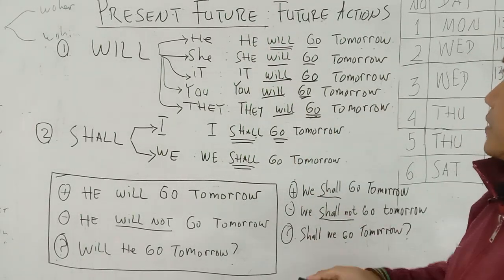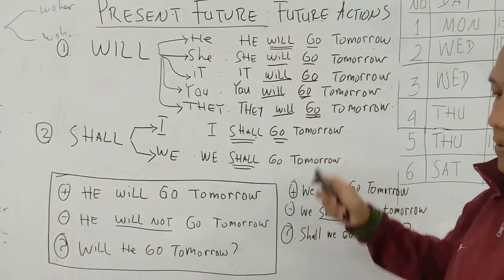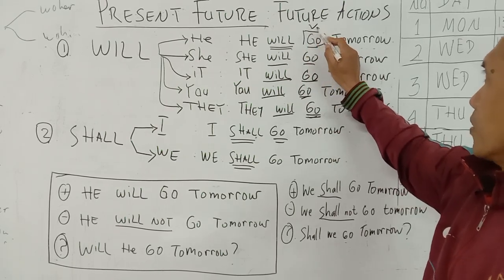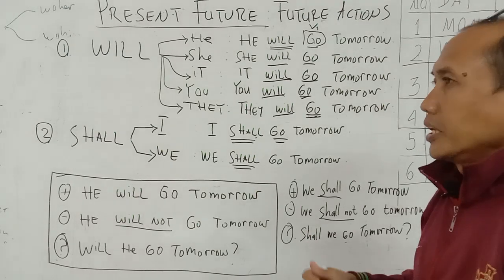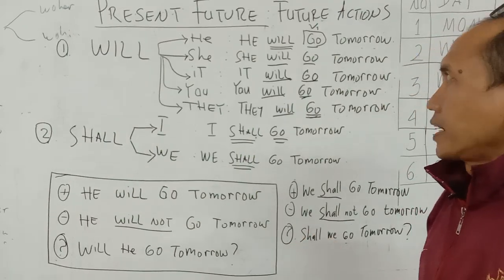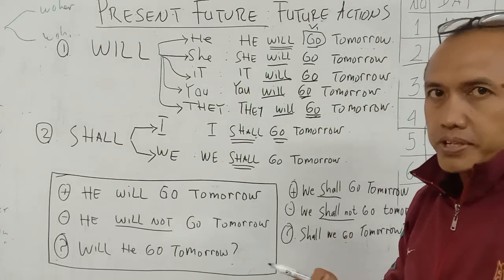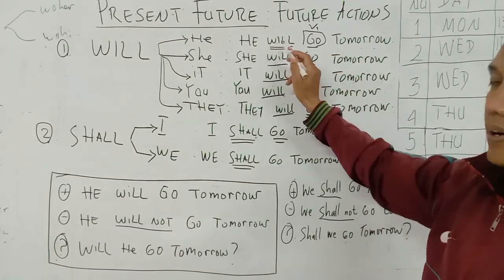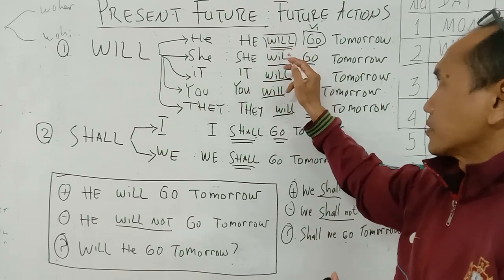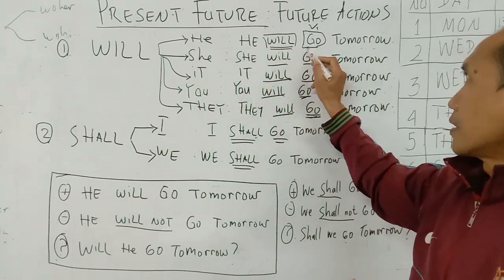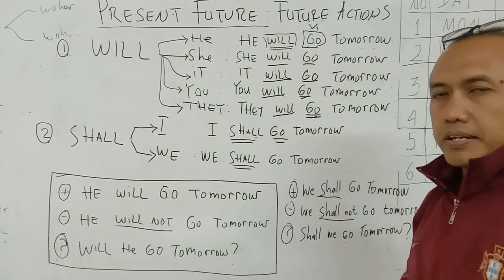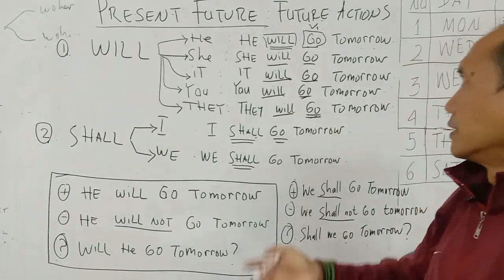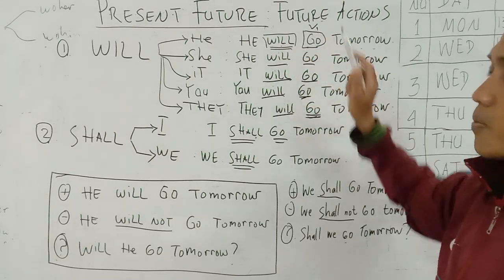And we must pay attention to the verb after will. The verb go after will is verb 1. We must not say he will went. We must not say he will going. We must not say that way. We say he will go. So after will, you use verb 1. I will study. I will eat. She will come here tomorrow. So here after will, verb 1.